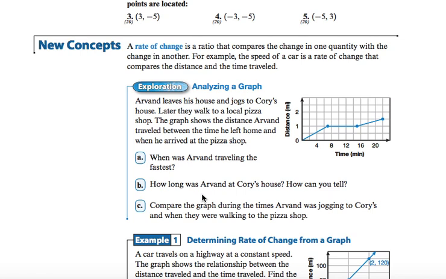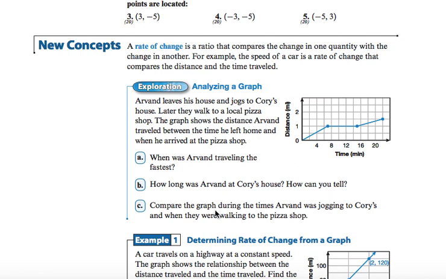Letter B. How long was Arvand at Corey's house? And how can you tell? Well, here at the 5-minute mark, he gets there, and they don't leave until about the 15-minute mark. So from 5 to 15, he was there for 10 minutes, in which his distance isn't changing. That means he stopped. He's at that one location for 10 minutes.